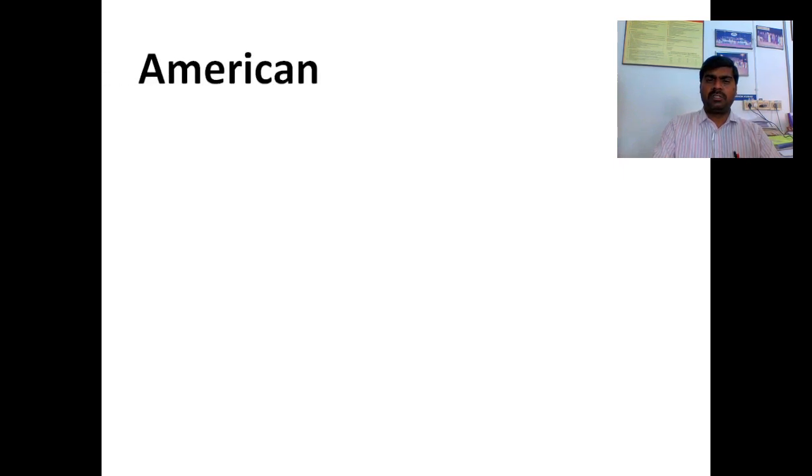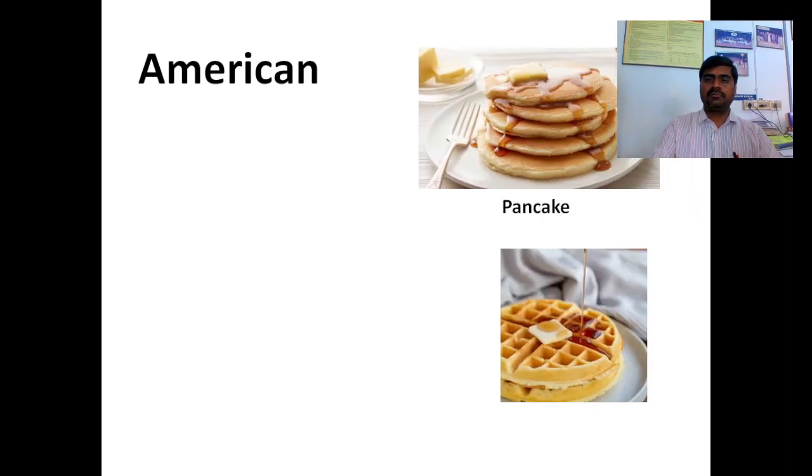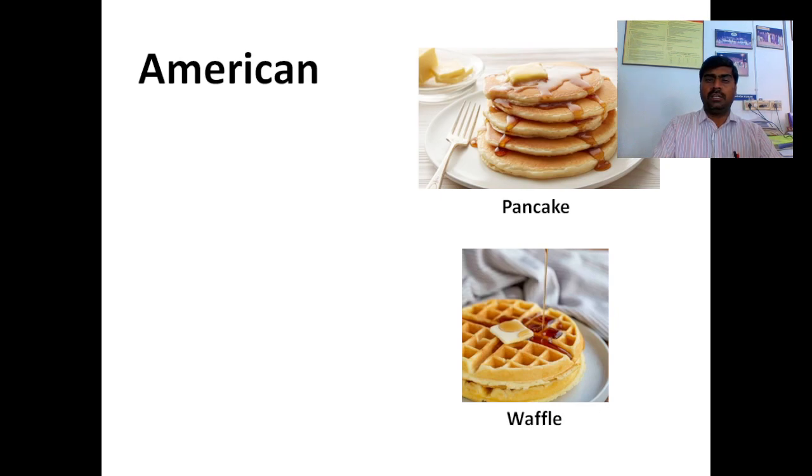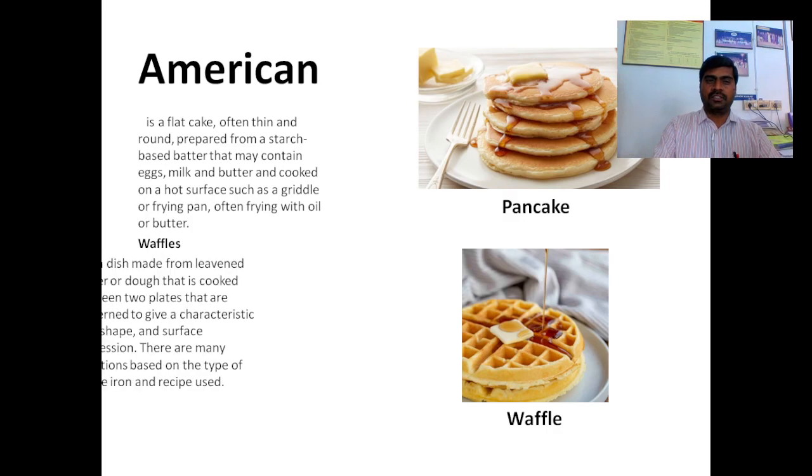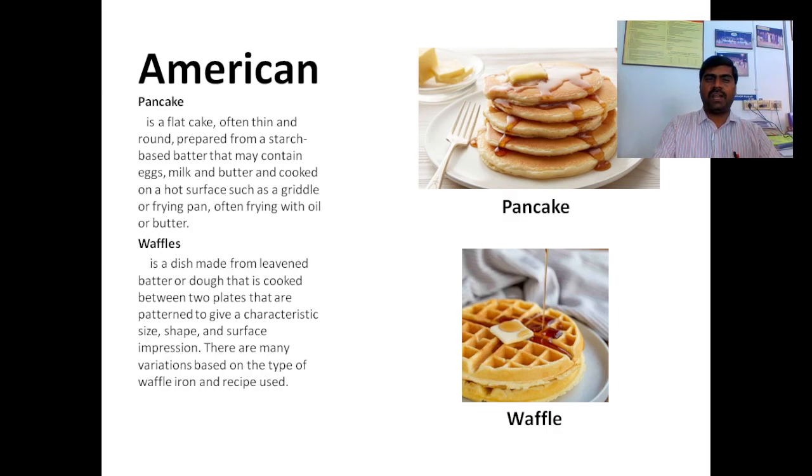There are some specific dishes which are offered in the American region along with the dishes which we have discussed earlier, like pancakes and waffles, which are special and unique breakfast dishes served in American breakfasts. Pancake is a flat cake, often thin and round, prepared from a starch-based batter that may contain eggs, milk and butter, cooked on a hot surface such as a griddle or frying pan, often frying with oil or butter.